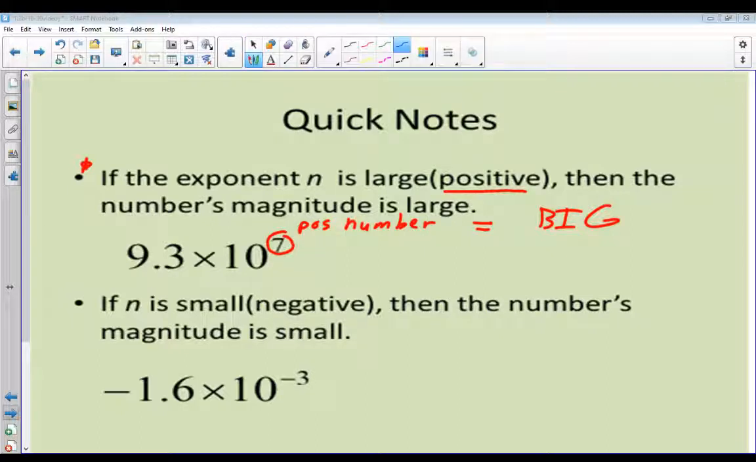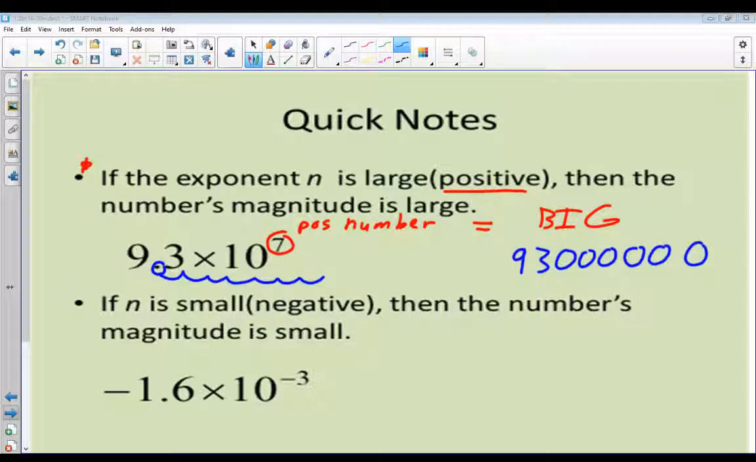And sure enough, if you were to take 9.3 times 10 to the 7, the positive 7 would tell you to take the decimal and move it over 7 places to the right. 1, 2, 3, 4, 5, 6, 7. And of course, if you fill in all those zeros, you should get 9300000. And sure enough, that is a big number that you'll get for your original answer. So again, if you have a positive power, your number is going to be big.